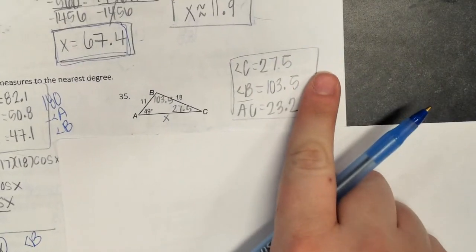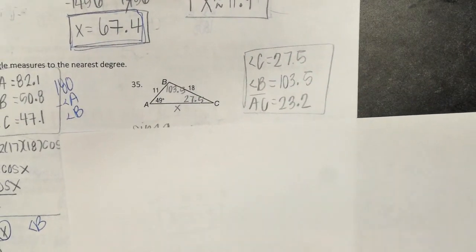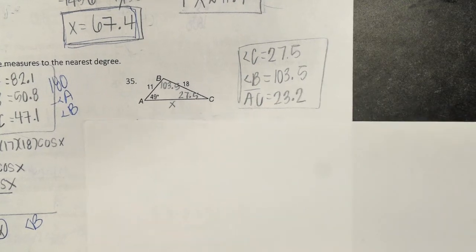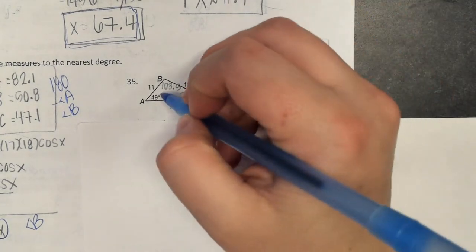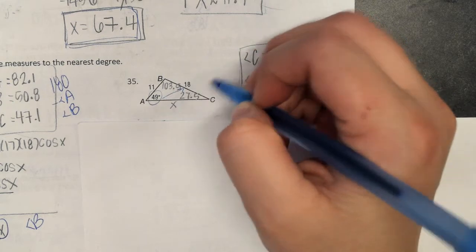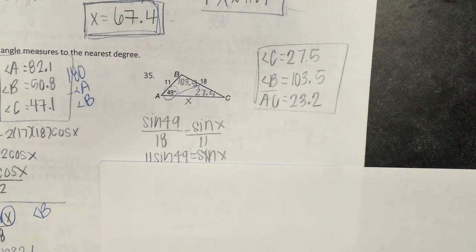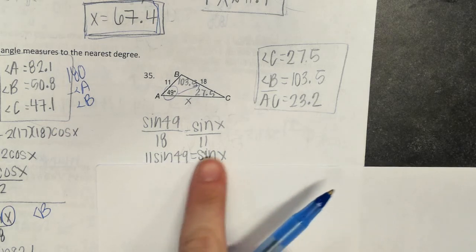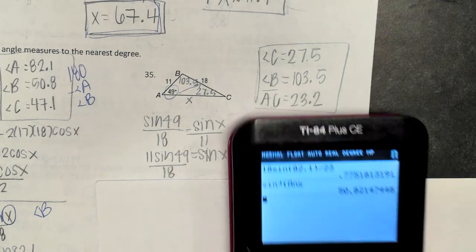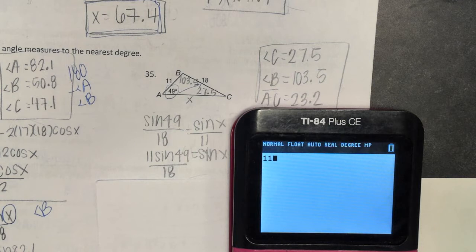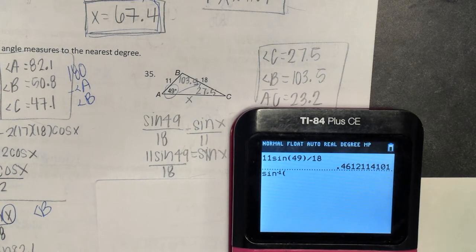Okay, on 35, here are my answers. I found angle C first by doing law of sines. 49 goes with 18. So sine of 49 goes with 18. Sine of x goes with 11. Cross multiply. Again, plug this in your calculator: 11 sine of 49 divided by 18. Second sine, second answer, 27.5.